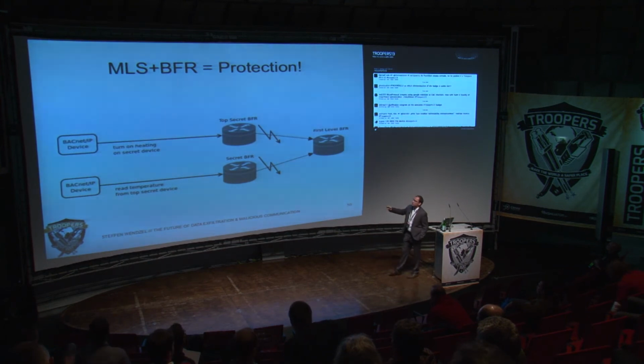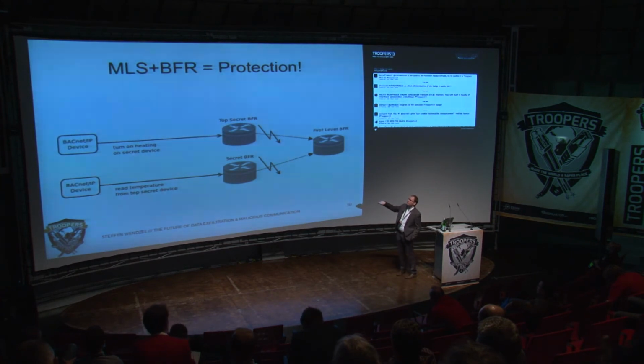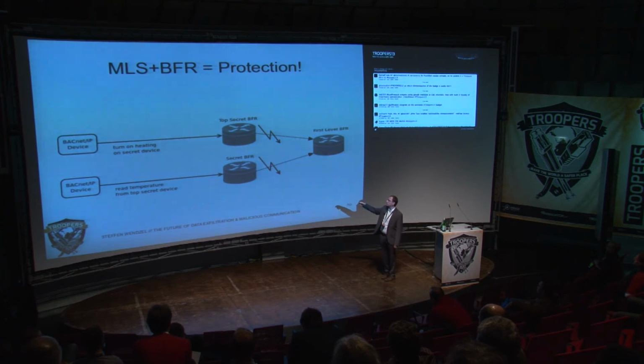Here is just an example. The top secret device in the top secret network tries to write down information, i.e. to turn on the heating in a secret level. But the top secret level BFR prevents the write down. So it will not even reach the first level BFR. It will not forward the data. In our scenario, these second level BFRs are always responsible for the filtering.